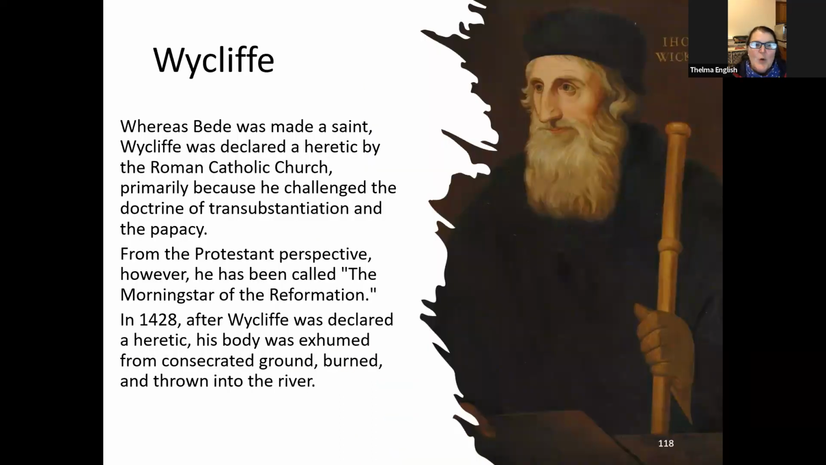Isn't this cool? So whereas Bede was made a saint, Wycliffe was declared a heretic by the Roman Catholic Church, primarily because he challenged the doctrine of transubstantiation and the papacy. The papacy, of course, is the idea of having popes, that Peter was the first pope and so on. And that's another class. The idea of transubstantiation is that when you take communion, it looks like bread and it looks like wine or grape juice. It tastes like bread, tastes like wine or grape juice, but after the priest blesses it, even though it looks like bread and grape juice or wine, it actually is the blood of Christ. It actually is the body of Christ.